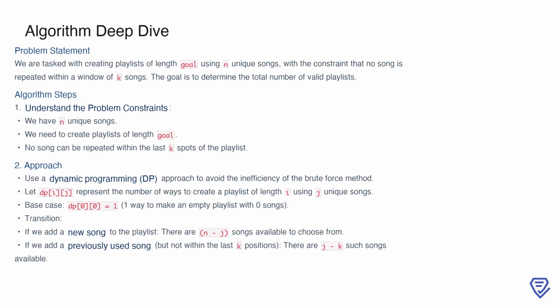If we add a new song to the playlist, we have n-j options, as those songs haven't been used yet. On the other hand, if we reuse a previously used song, it must come from the j-k songs that are eligible, since songs within the last k positions cannot be reused. This ensures that we satisfy the constraints while systematically considering all possibilities.